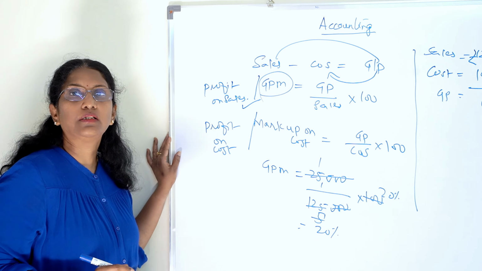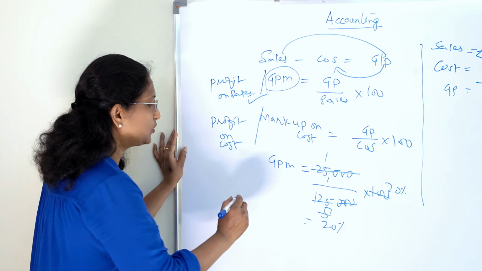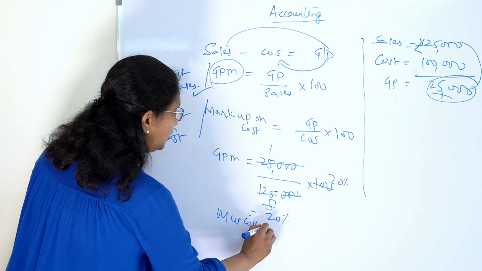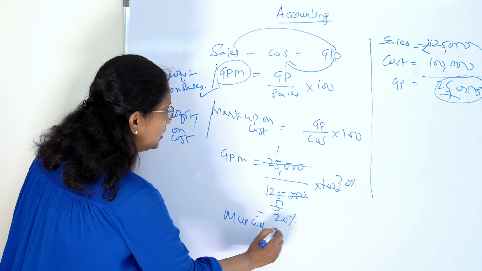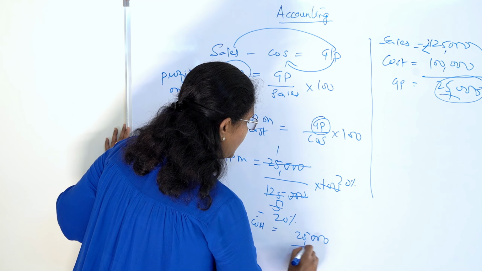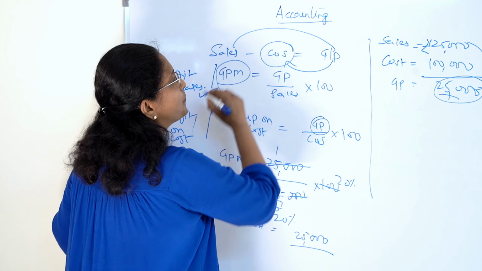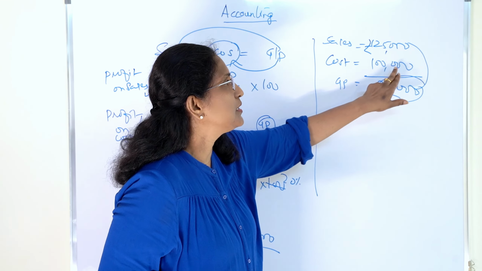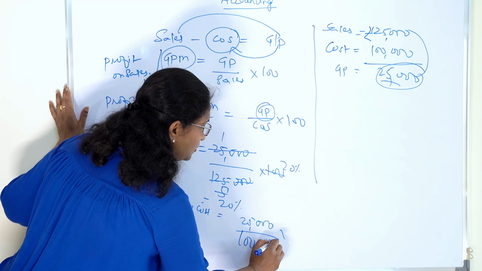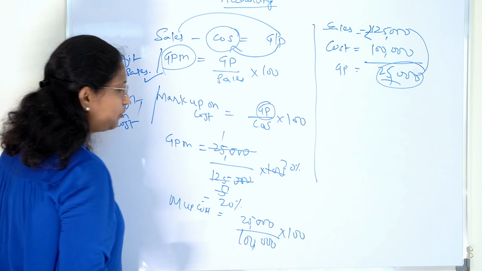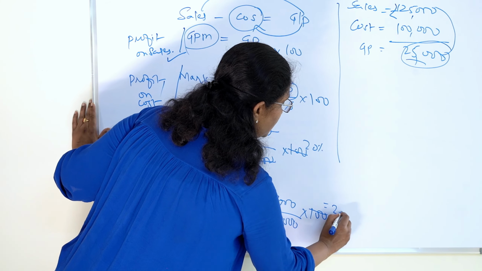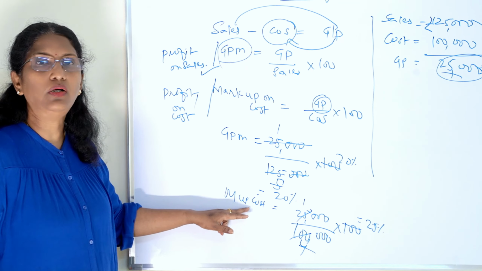Now, if I want to calculate markup on cost, how will you calculate that? Markup on cost, I'll just put it in abbreviation type. Markup on cost, or also profit on cost, is equal to your profit, which is 25,000. Now, what is your cost of sales? Your cost of sales is 100,000. So 25,000 upon 100,000 into 100. How much will it be? 4 into 25 is 100, so it is equal to 25%. That is markup on cost.